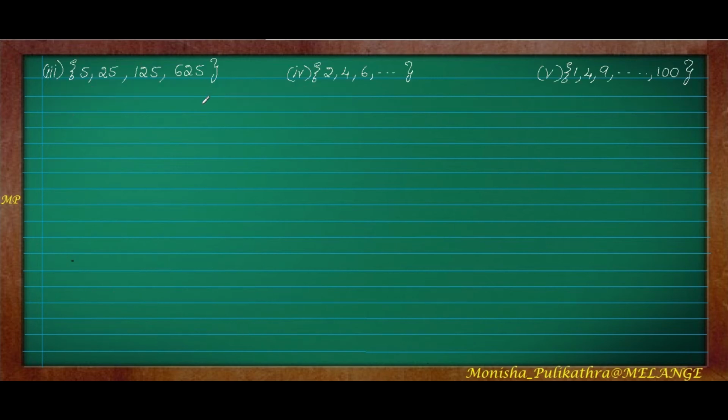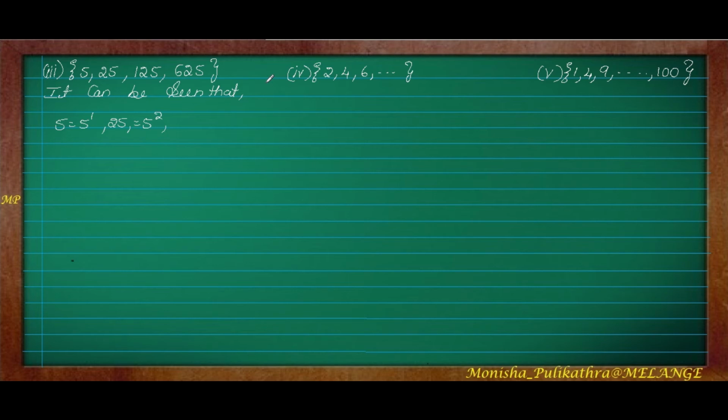So moving on to the third question. From the question we can see that 5 is plainly equal to 5 to the power of 1, because 5 to the power of 1 is equal to 5. Next is 25. 25 is equal to 5 to the power of 2, because 5 square is 25.